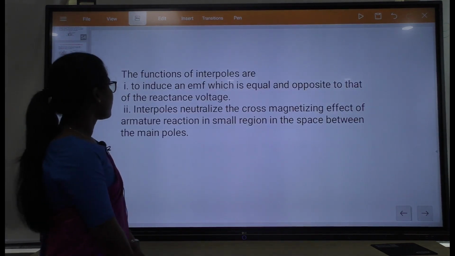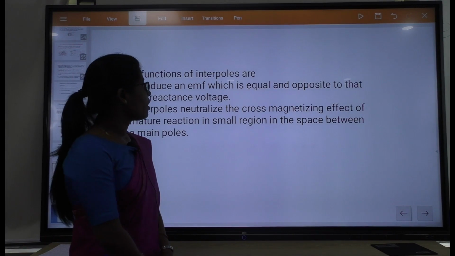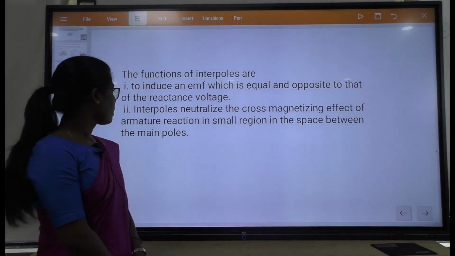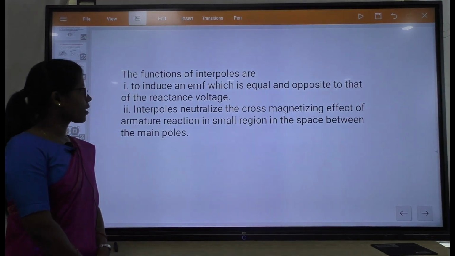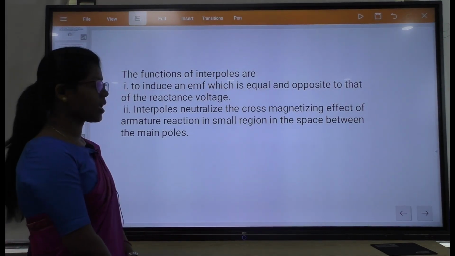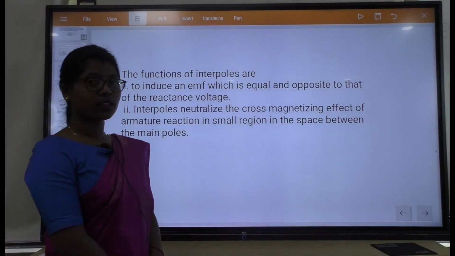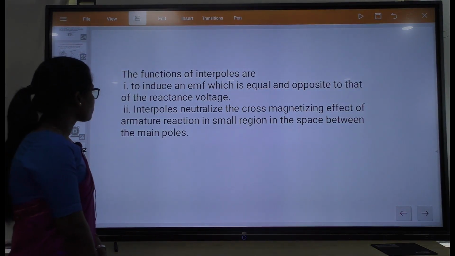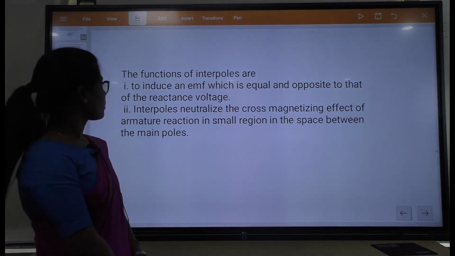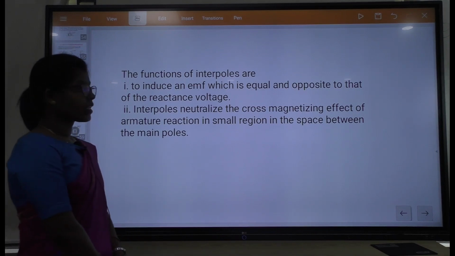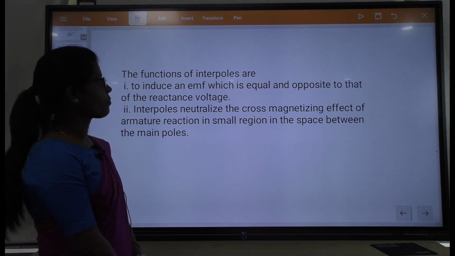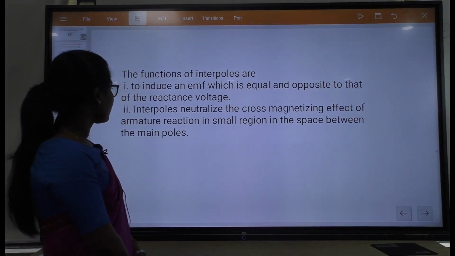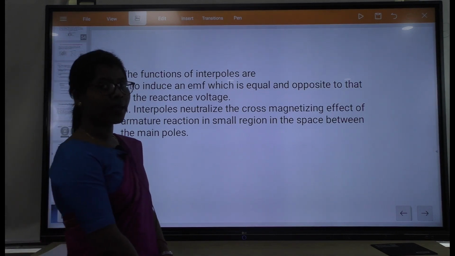The function of the interpoles is that it induces an EMF which is equal and opposite to that of the reactance voltage, and interpoles are used to neutralize the cross magnetizing effect of armature reaction in the small region in the space between main poles. Okay, so these are the functions. So first, interpole induces an EMF that is equal and opposite to the reactance voltage. Second, this interpole neutralizes the cross magnetizing effect.